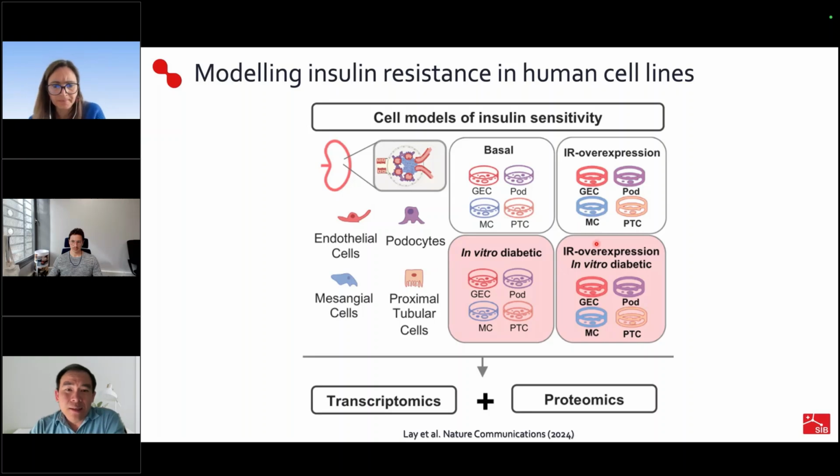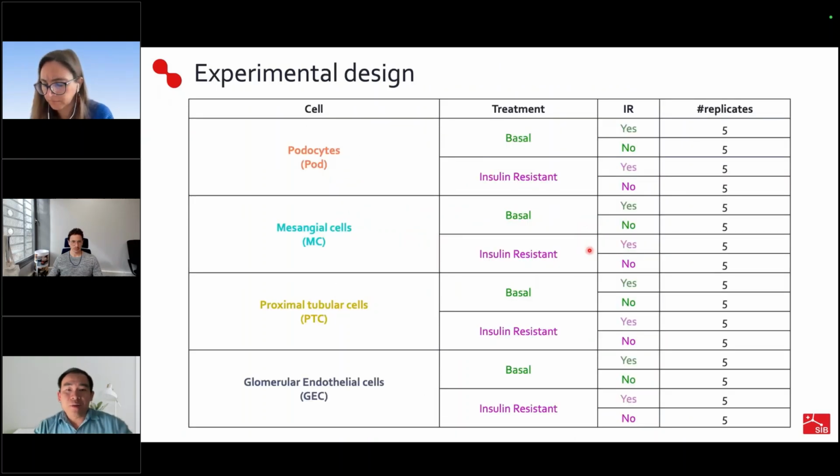So in summary, we have 4 cell types, 2 treatments, basal and diabetic environment, with or without insulin receptor, and we have 5 replicates for each of them.